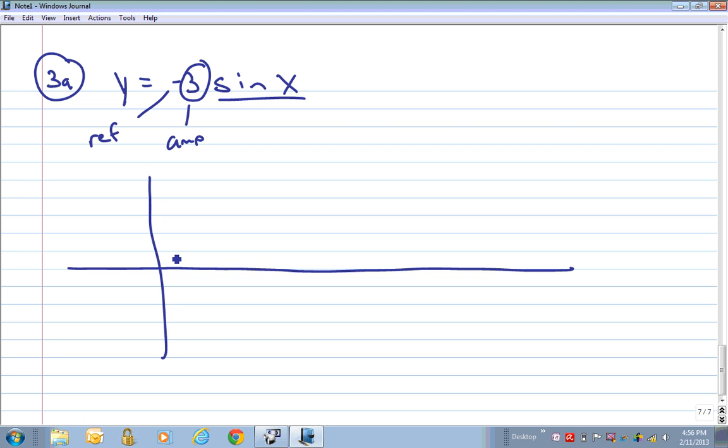Our amplitude means our graph is going to get stretched. Our original amplitude was 1, and now our amplitude is going to be a distance of 3. Our axis has stayed the same. So from the axis, we'll count up 1, 2, 3. We'll count down from the axis, 1, 2, 3. And that'll be our new amplitude. And that's where I'm going to put in my little highway.